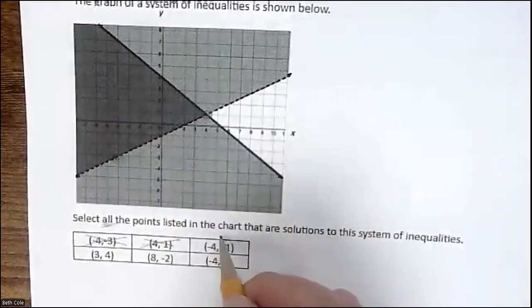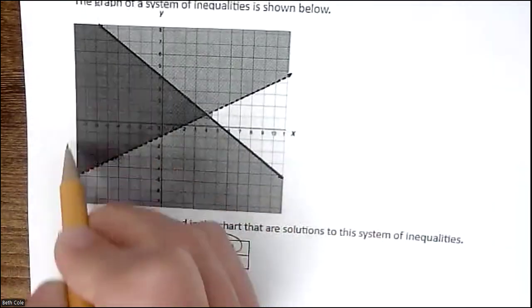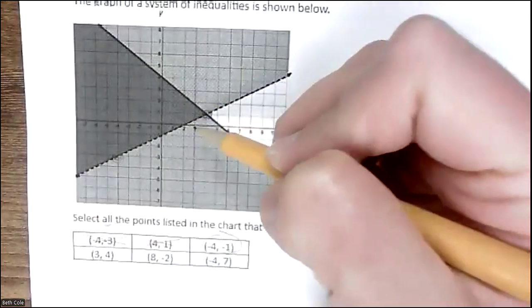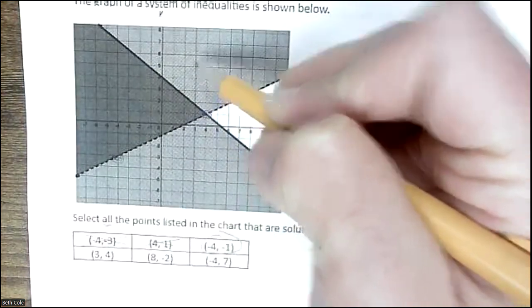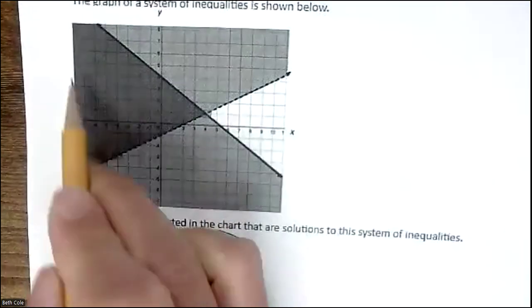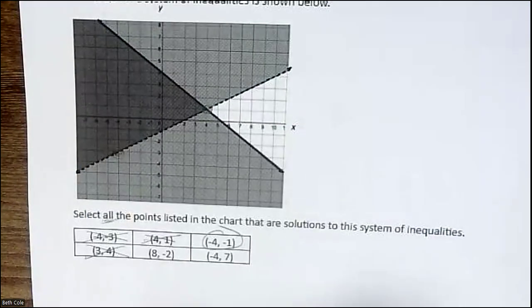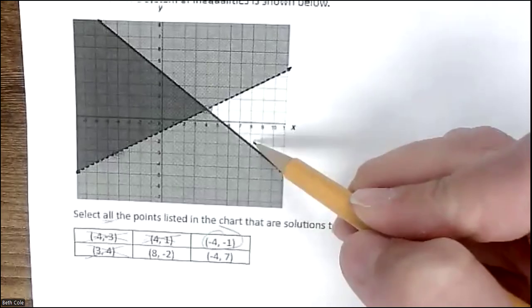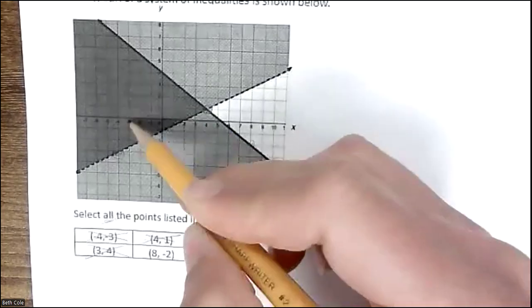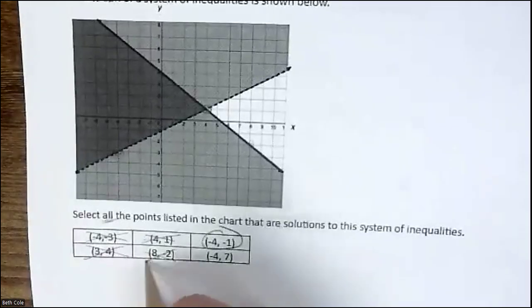What do you think? Yes, that one is in the extra shaded part. This is our answer right here. How about 3, 4? No, that is not in the shaded overlap part. 8, -2 would be right here. No, that's not anywhere close to this extra shaded part, so we don't want that one.